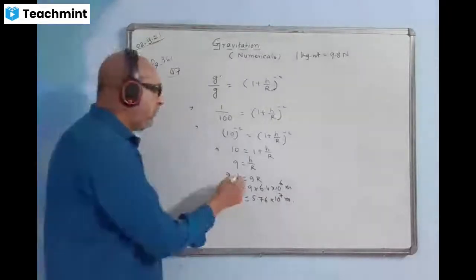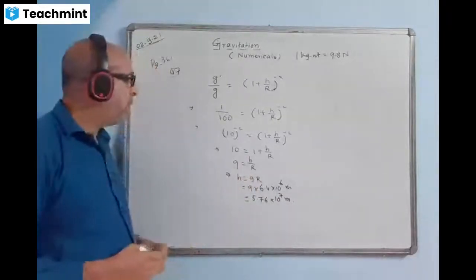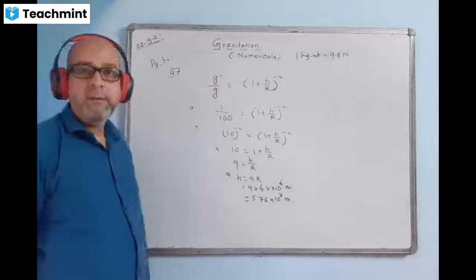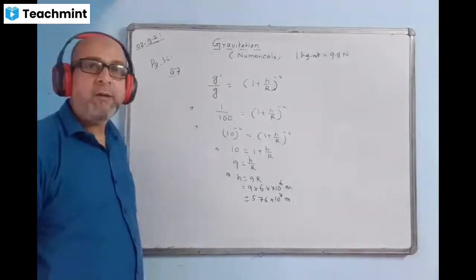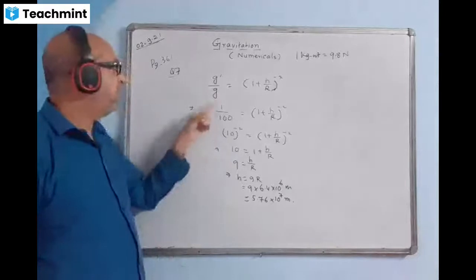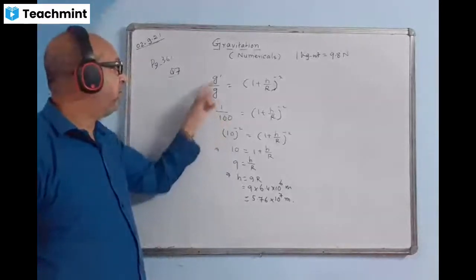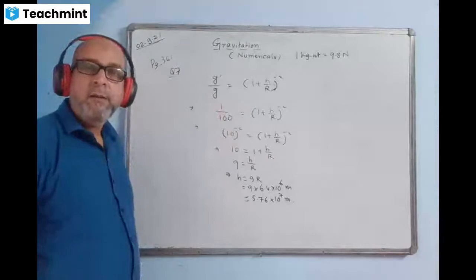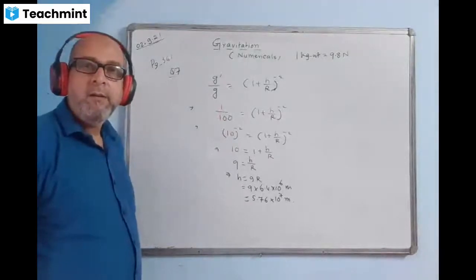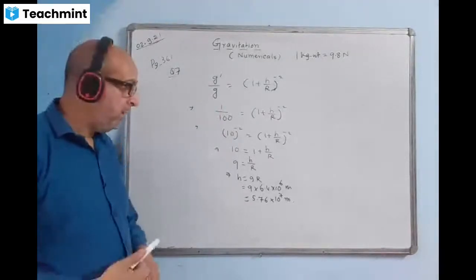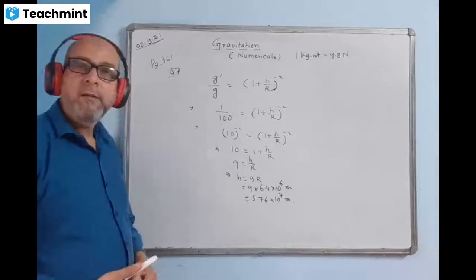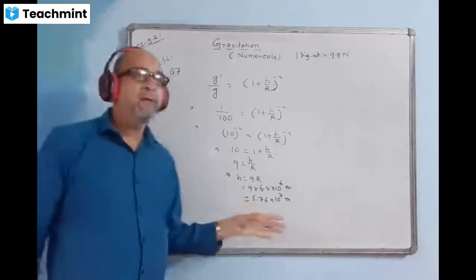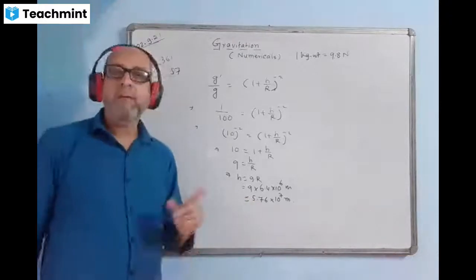Why did you take 1 by 100? 1% is what? 1 out of 100. Let the original value be 100%. Now the new value is becoming 1%, that is 1 by 100. Okay, sir. Done. That means at this much height, the value of g will become 1%.